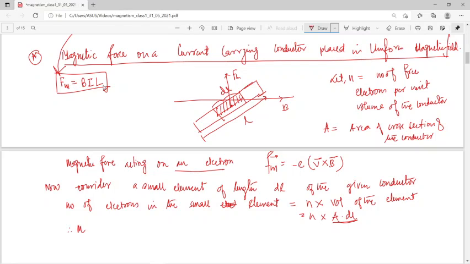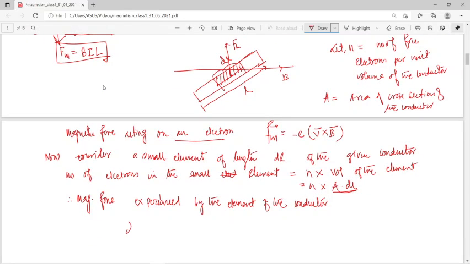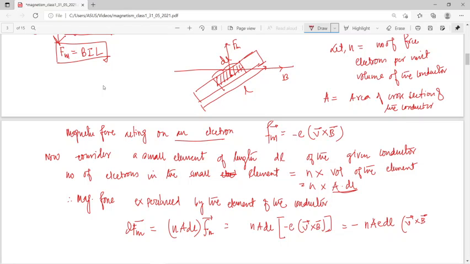So now if we consider the magnetic force experienced by the element of the conductor, then what we get is the small elemental force dF, that is n A dl, where n is the number of free electrons per unit volume and A dl is the volume, and for each electron we find the force is Fm, that is e into v cross B. So we can write n A dl, and it is nothing but minus e, that is v cross B, and that is nothing but n A e dl, times v cross B.